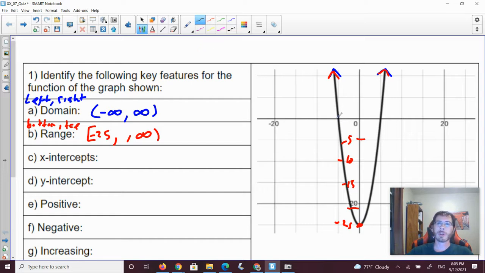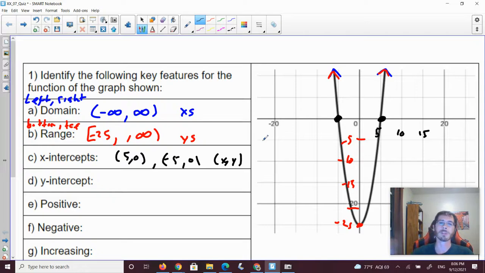For the x-intercepts, that's where we cross the x-axis. That looks like we cross in 2 places this time. The 2 places we're crossing at. And again, we have to be really careful because this is 5, 10, 15, 20. Looks like the 2 x-intercepts are going to be at 5, 0 and negative 5, 0. So remember, these ones are coordinate points now. They are not both x's and both y's. Remember up here, these are both x's because it's domain. These are both y's because they're ranges, but these ones are coordinate pairs, and coordinate pairs are always x comma y, always with the parentheses.